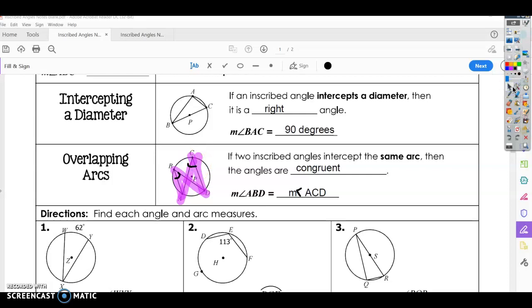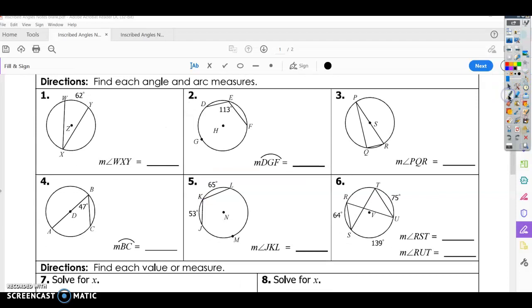All right, let's look at some examples. The directions say find each angle and arc measure. For number 1, you're given the arc, so you know that the measure of the angle is half of the arc measure. So if this number is 62, we do half of that and get 31.